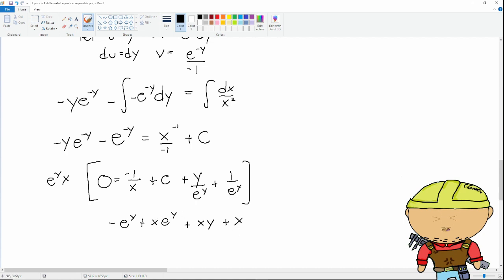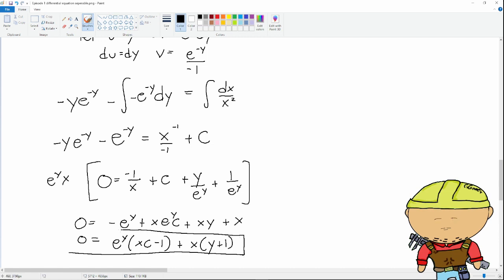Okay, I'm going to put the c on the e raised to y on the second term. We forgot. So I'm going to separate e raised to y. We will now have e raised to y times (xc minus 1). These are two terms, plus x, both terms having x, times (y plus 1), is equal to 0. Okay, this is now our general solution.